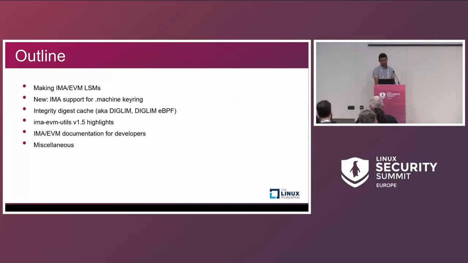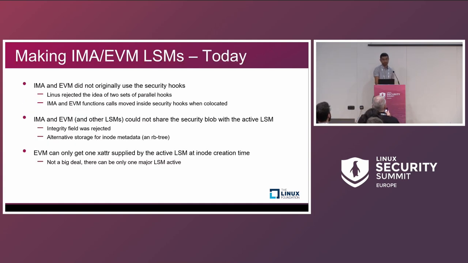I will first talk about making IMA and EVM regular LSMs, and I will talk about adding IMA support for the machine keyring. I will talk about an integrity solution for improving the IMA measurement and appraisal, called the Integrity Digest Cache. And I will tell you about the highlights of the new version of IMA EVM Utils 1.5, about an effort for improving the IMA and EVM documentation, and some kernel commits that were merged recently.